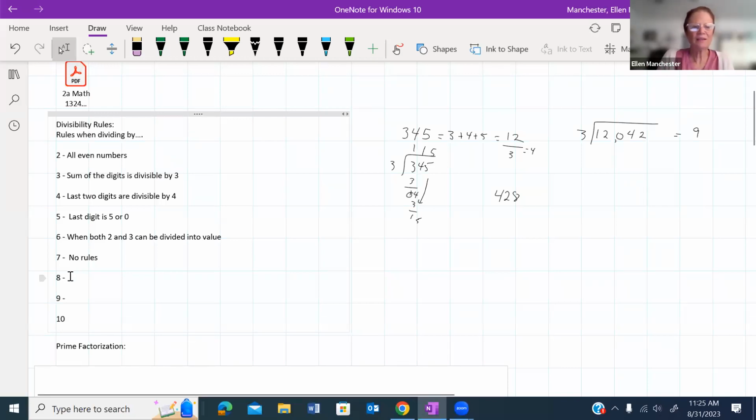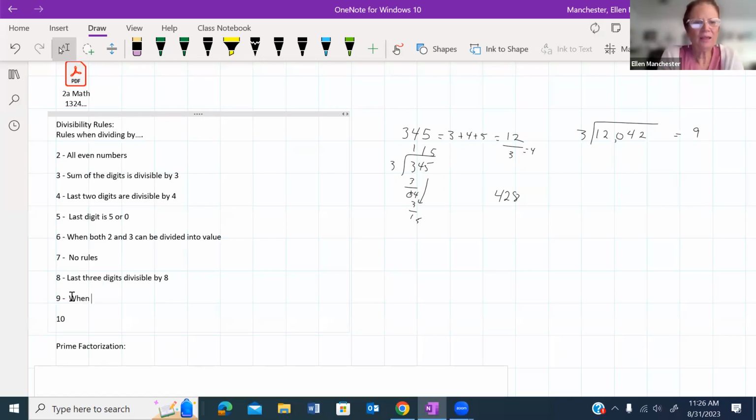8 is last 3 digits divisible by 8. So that doesn't help us a whole lot, but maybe for some values it does. And then I'm going to start moving a little faster here.